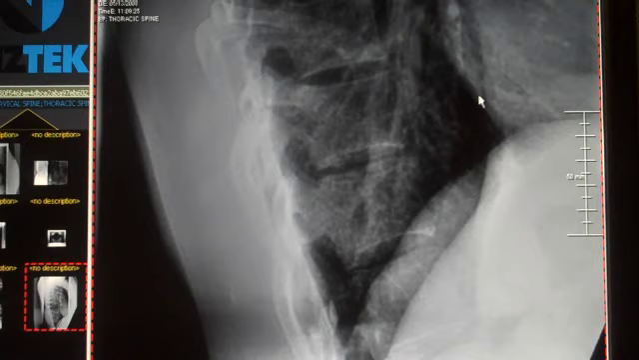We do see from the back of the heart right here to the front of the vertebral body is called the cardiac interspace. And so again, that's just the space from the back edge of the heart to the front of the vertebral bodies.